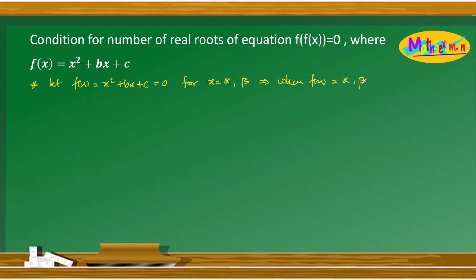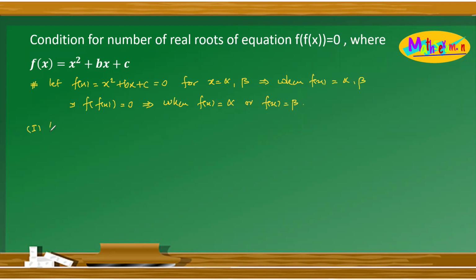That means when f(x) becomes equal to alpha and beta, in that case, f(f(x)) will be equal to 0. So in other words, the real roots of this equation will exist when f(x) is equal to either alpha or f(x) is equal to beta. Now let us see what will be the number of roots under these conditions. Let us go with the different possibilities.